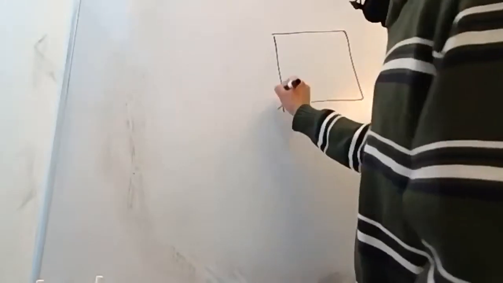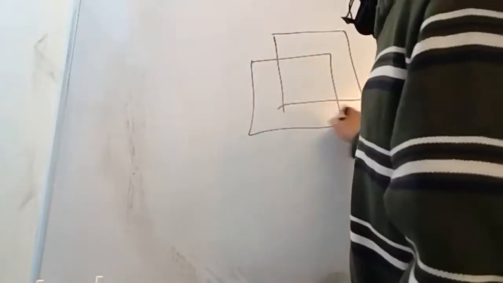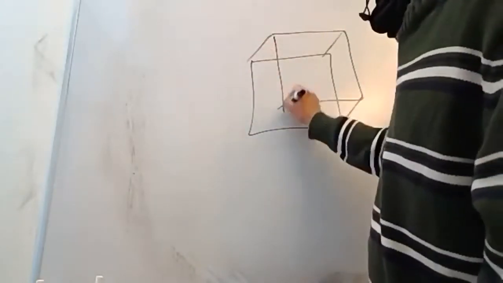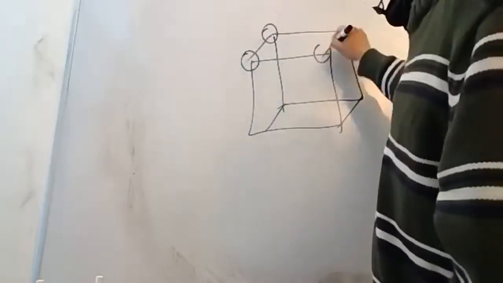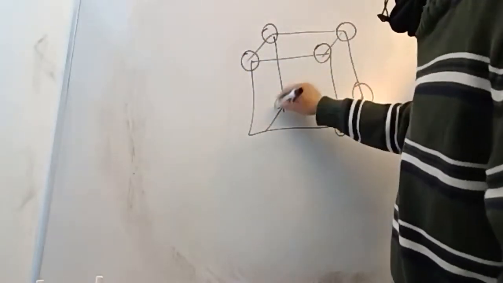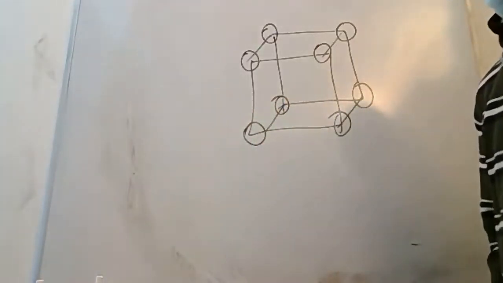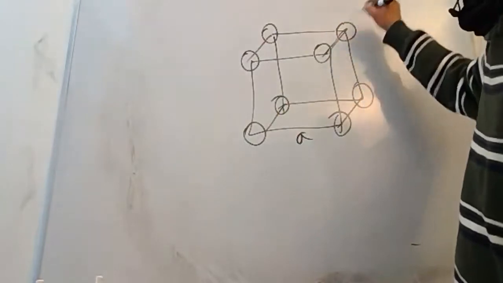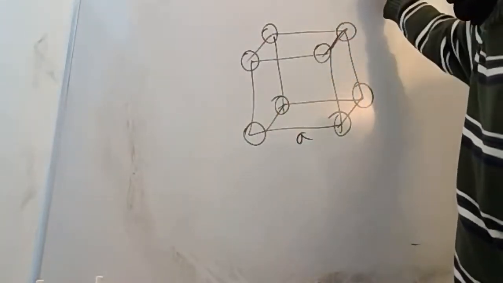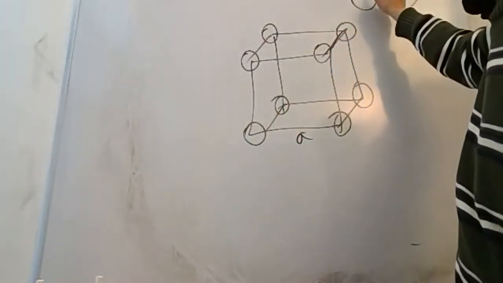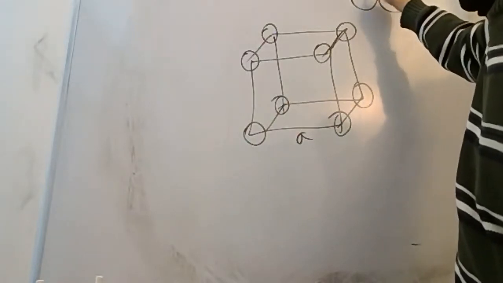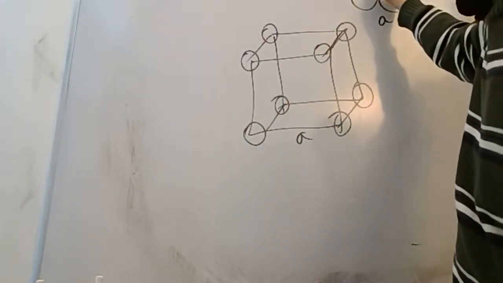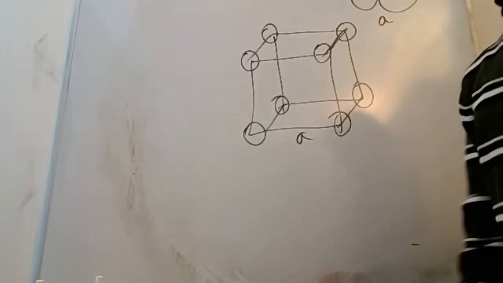Simple cube is basically primitive. Atoms only at the corners, nowhere else. Let's see A, and the atoms touch along the edge. That is your A and R and R.